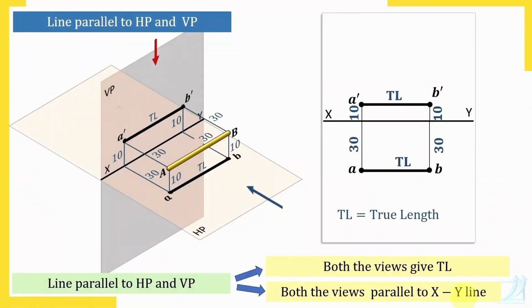So 3 cases we have studied: line perpendicular to HP, front view gives true length and is vertical, and top view is a point. Line perpendicular to VP, front view is a point but top view is a vertical line. On drawing paper, top view is a vertical line and it is true length. And when a line is parallel to both the reference planes, then both the views are horizontal or parallel to the XY line and both the views give true length. What I am telling you here is, these observations are rules in drawing, so you remember this.